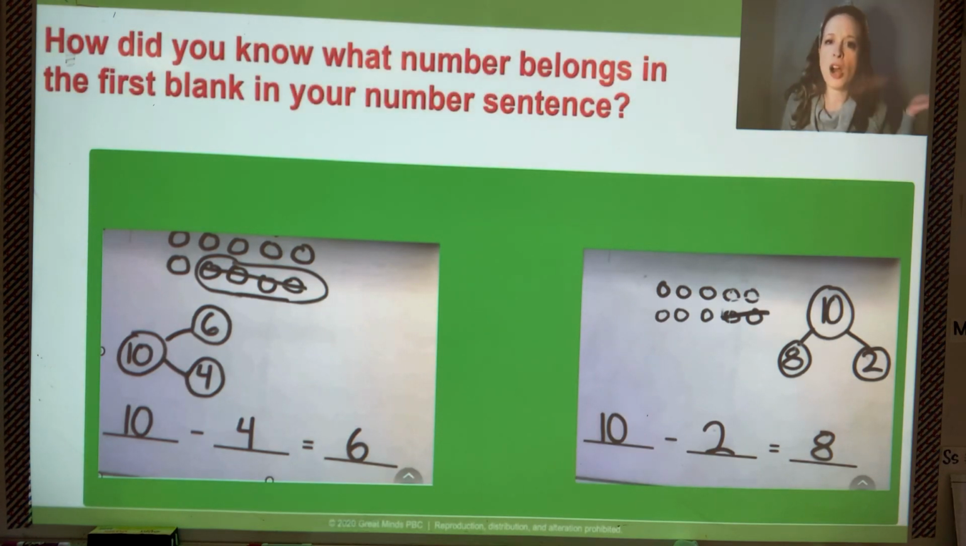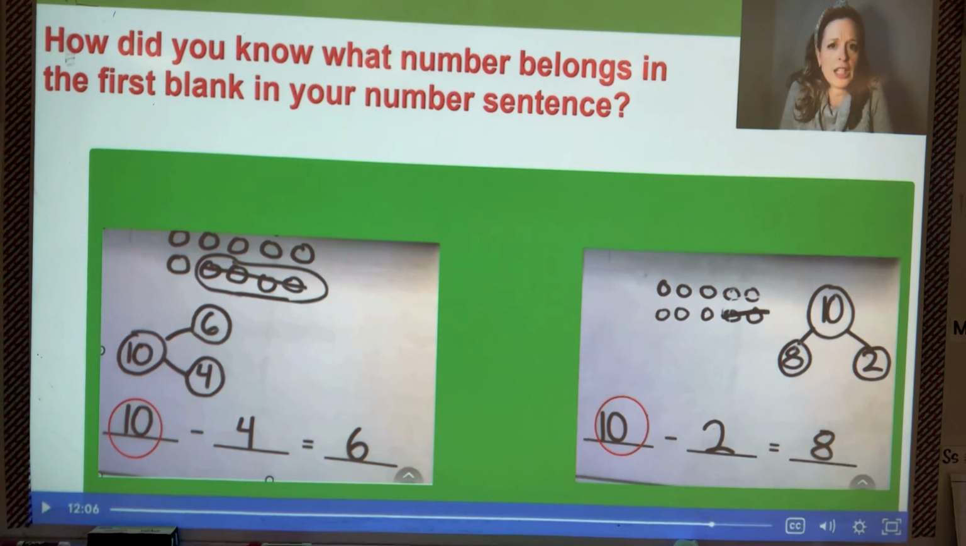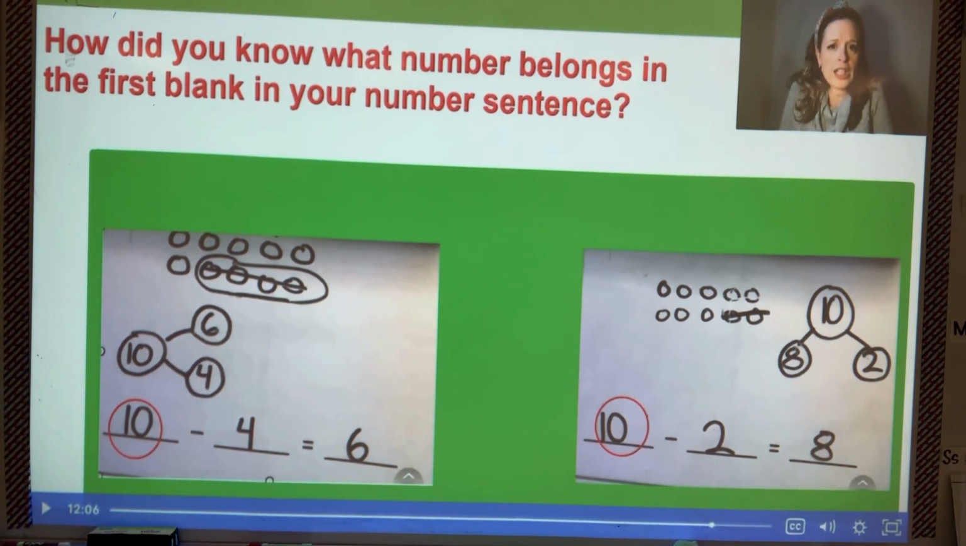How did you know which number belongs in the first blank in your number sentence? How did you know? Okay, so how do we know where the numbers fall in the number sentence? How do we know to put the 10 there on both stories? How did we know that? Estelle?